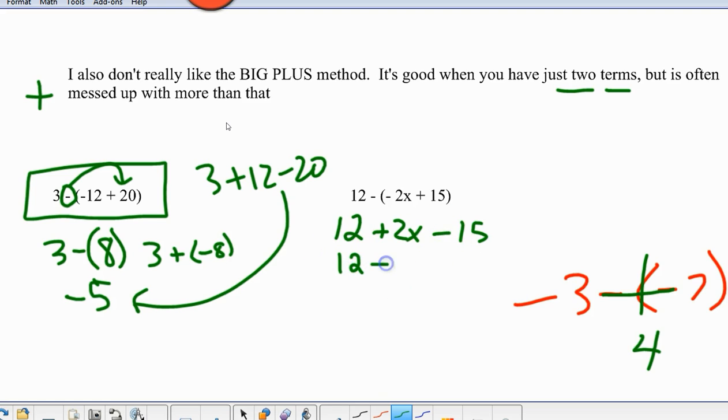All right, the 12 minus 15 plus 2x. Think of the minus 15 as plus negative 15. So it becomes negative 3 plus 2x. And probably, realistically, I would change it to 2x minus 3.